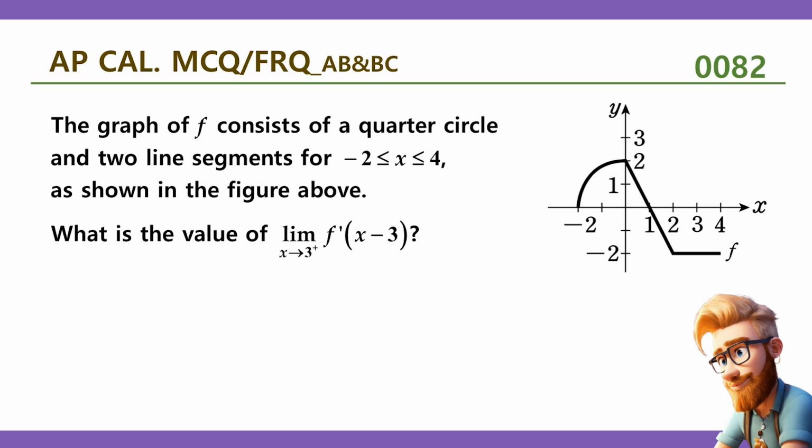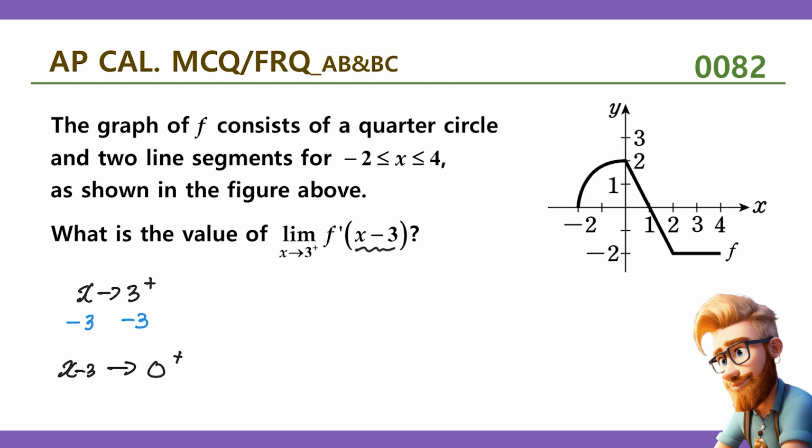Question 82. What is the value of the limit as x approaches 3 from the right-hand side of f prime of x minus 3? Okay, as x approaches 3 from the right-hand side, what about x minus 3? We subtract 3 here and here. So x minus 3 approaches 0, right? 3 minus 3 is 0, from the right-hand side.